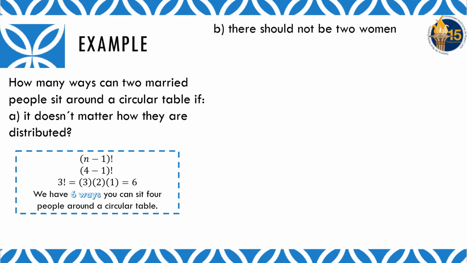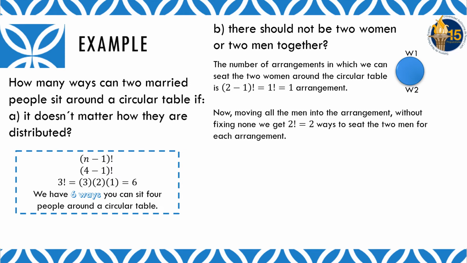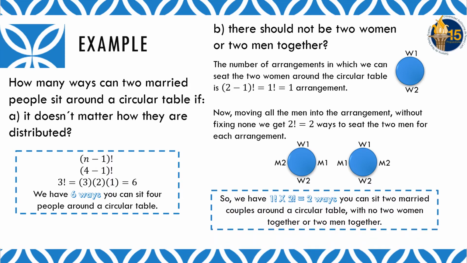Letter B. There should not be 2 women or 2 men together. The number of arrangements in which we can seat the 2 women around the circular table is 2 minus 1 factorial equals 1 factorial equals 1 arrangement. Now, placing the men into the arrangement without fixing any, we get 2 factorial equals 2 ways to seat the 2 men for each arrangement. So we have 1 factorial times 2 factorial equals 2 ways you can seat 2 married couples around a circular table with no 2 women together or 2 men together.